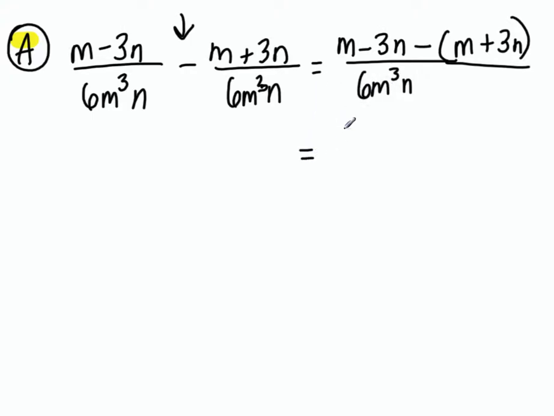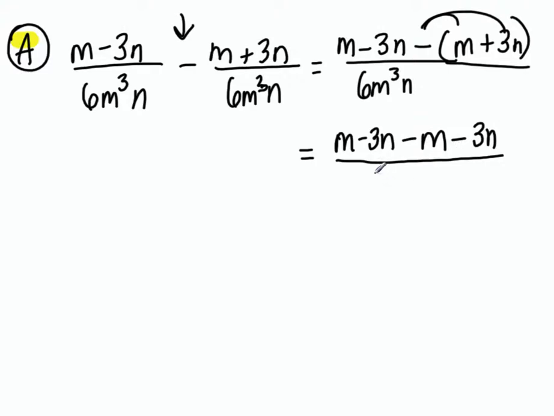So now, does everybody understand why I have to put parentheses? Yeah. So m minus 3n, and then what do I do with the negative? So minus m minus 3n. Who has questions there? What happens to my m's? Go away. M minus m goes away. What's negative 3n minus 3n? Negative 6n over 6m cubed n.